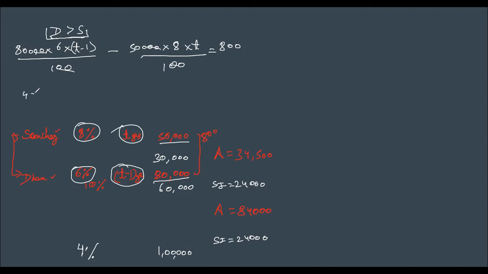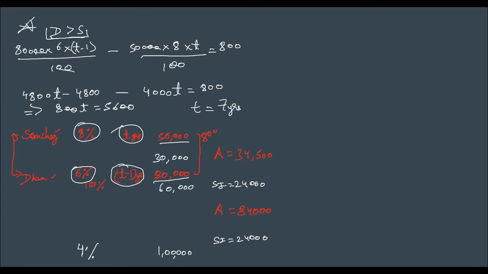6, 8, 4,800 T minus 4,800. This will be 4,000 T equals to 800. Now, if I solve further, 4,800 minus 800 T is equals to 5,600. That means T turns out to be 7 years. This is one case in which I assume that Dhan plan simple interest is greater than Sanchay's.